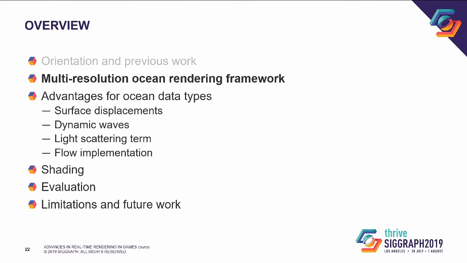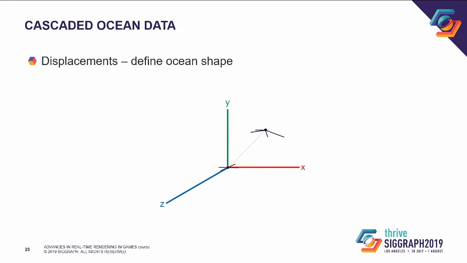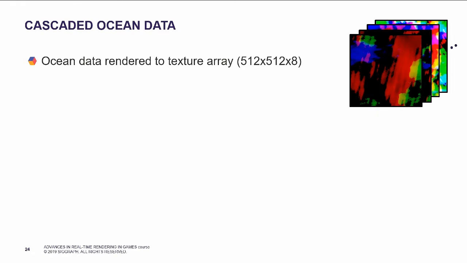Now that we've covered the previous work, we'll now move on to talk about our multi-resolution framework. We'll focus on displacements, which define the surface shape. The ocean surface is rendered as a horizontal grid on a plane, and the displacements define the offset applied to each mesh vertex and move it to its final position on the ocean surface. Displacement components are visualized in these slides with the colors shown on these axes.